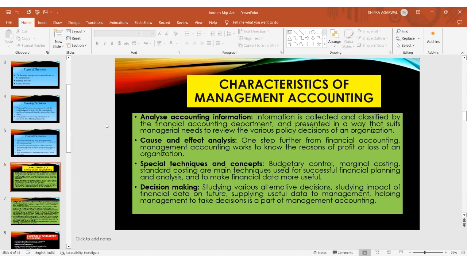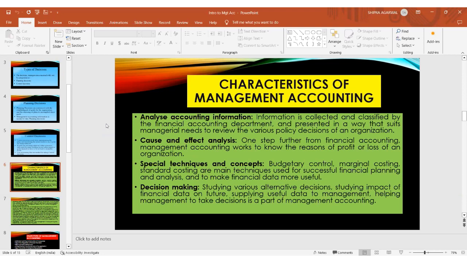There are certain special techniques and concepts that we study under management accounting. There are many techniques, like we have budgetary control, we have marginal costing, standard costing, all these things which are considered as the main techniques which are being used in management accounting, so that we can take the further analysis of the financial data and make it more useful for further decision making.